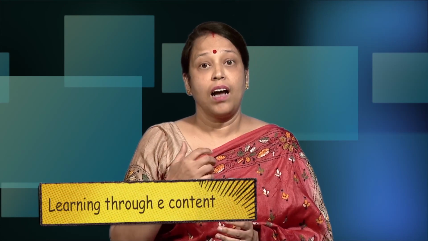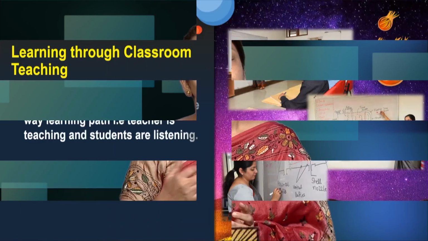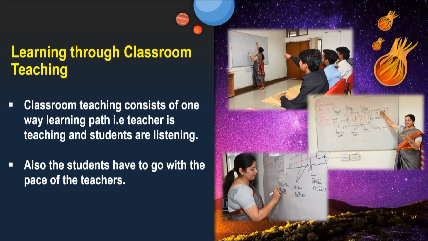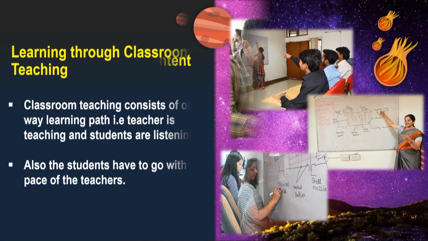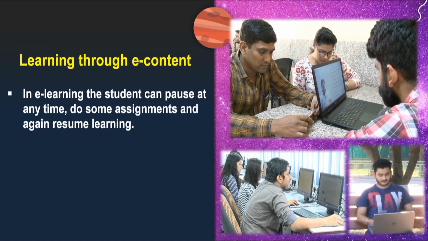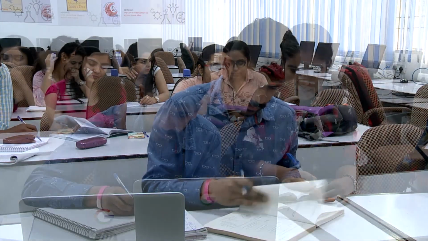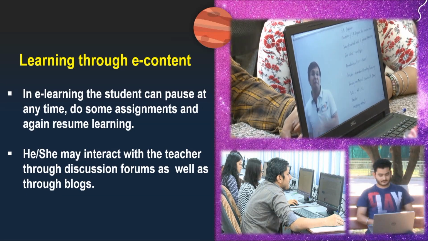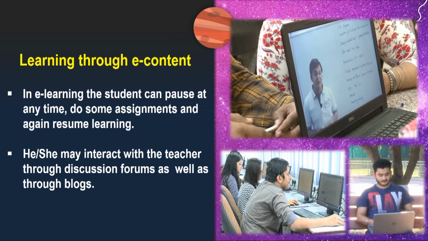Now, let us see what is the difference between e-learning, that is learning through e-content, and classroom teaching learning. Classroom teaching consists of one-way learning path, that is teacher is teaching and students are listening. Also, the students have to go with the pace of the teachers. But in e-learning, the student can pause at any time, do some assignments and again resume their learning. He may interact with the teacher through discussion forums as well as through blogs.